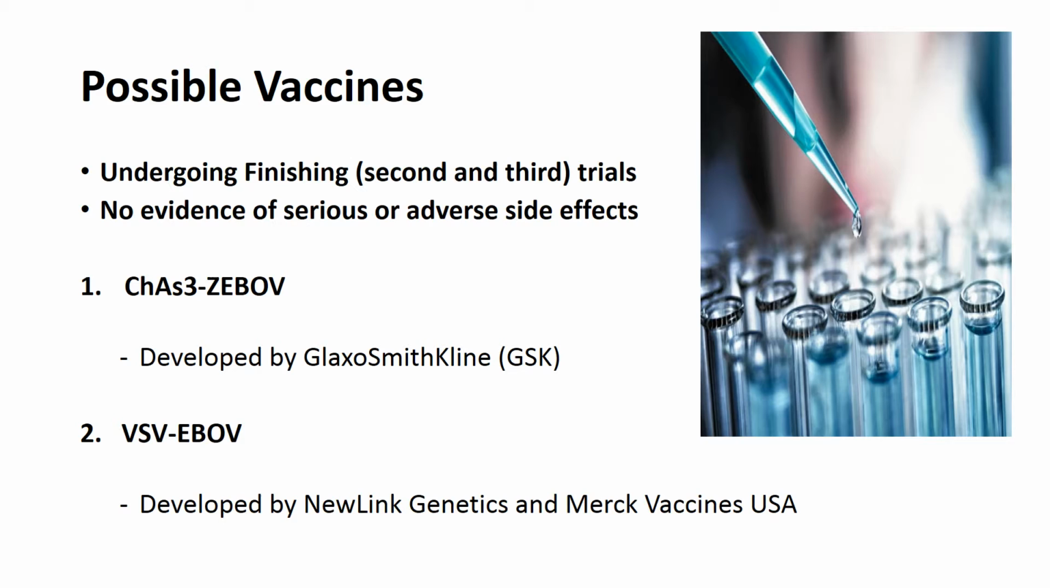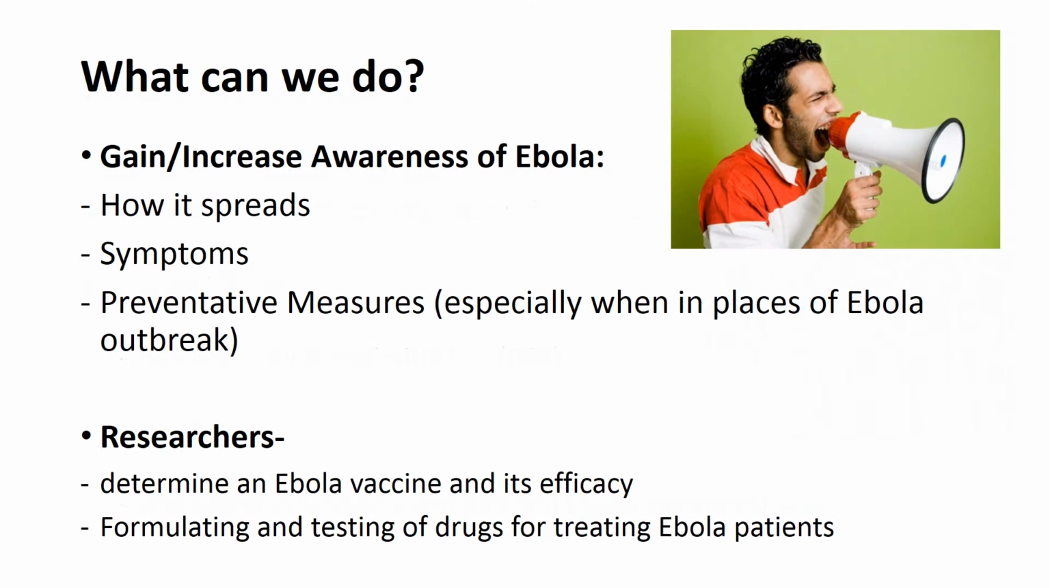as Australia. Furthermore, as of yet, there are no licensed treatments specifically targeted at neutralizing or immunizing against the Ebola virus. The onus is now on researchers to develop treatments and vaccines for Ebola. Several vaccines are now being tested, out of which 2 stand as the most likely candidates, one developed by GlaxoSmithKline and the other developed by NewLink Genetics and Merck Vaccines USA.